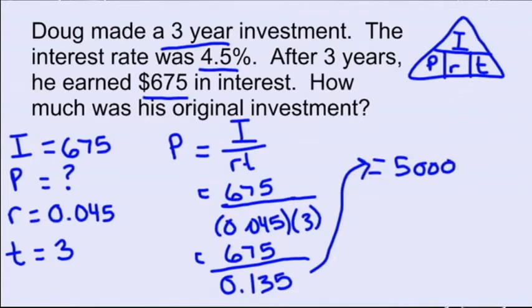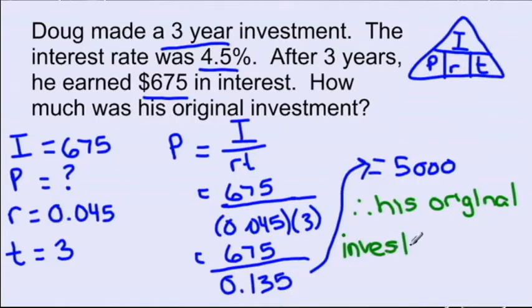So I'm going to write my therefore statement, making sure I'm answering the question. The question was how much was his original investment? So you could say therefore his original investment was $5,000.